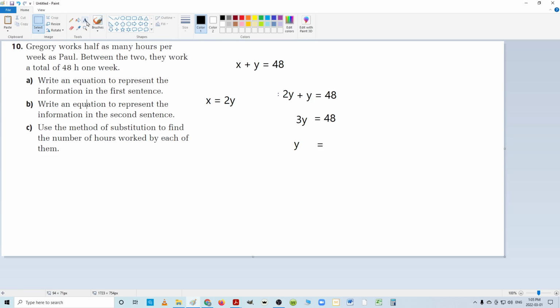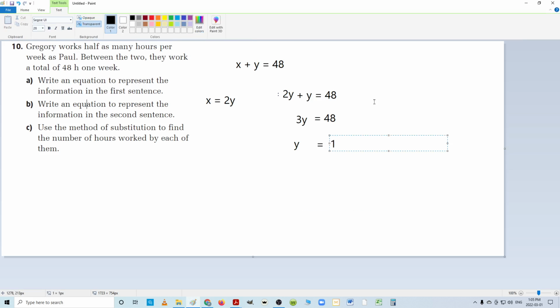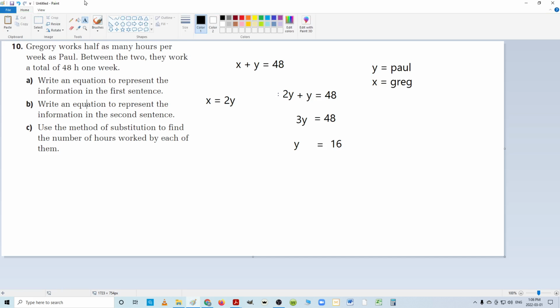Yeah, 16. So now I've just discovered what Y is, but you got to remember that Y is, let's see, Y is Paul, I think. We'll figure it out at the end by verifying. And X is Greg. So you just got to remember that. Now I'm going to take the easiest formula. X is equal to 2Y. And wherever I see Y, I'm going to put 16.